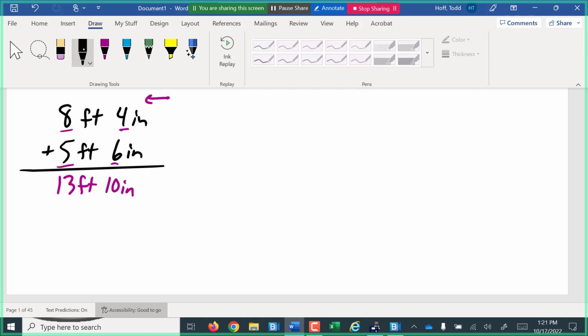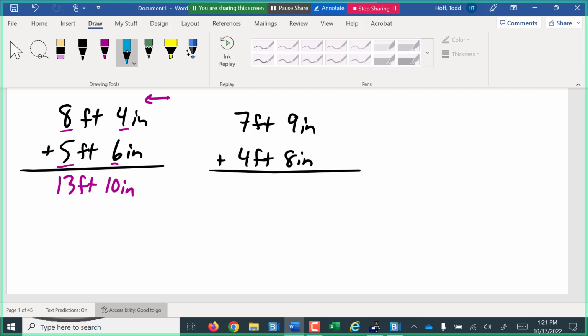Good. Now, of course, it doesn't stay that simple. We can run into cases where we do have to carry. We might have 7 feet 9 inches plus 4 feet 8 inches. We start on the right and work our way back to the left. What's 9 inches plus 8 inches? 17 inches. That's more than a foot. That breaks down into 1 foot with how many inches left over? 5.